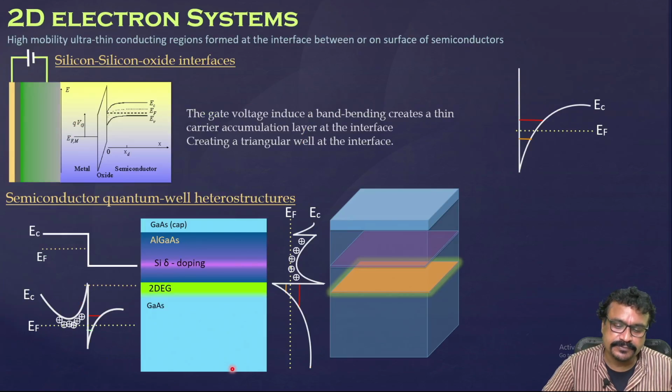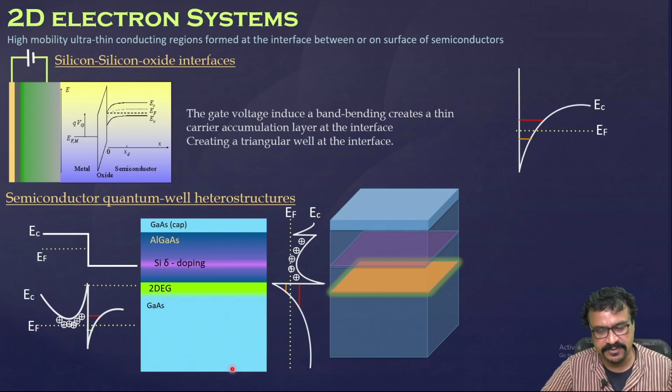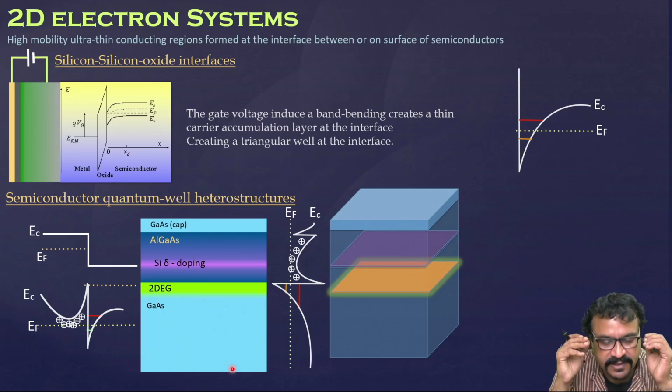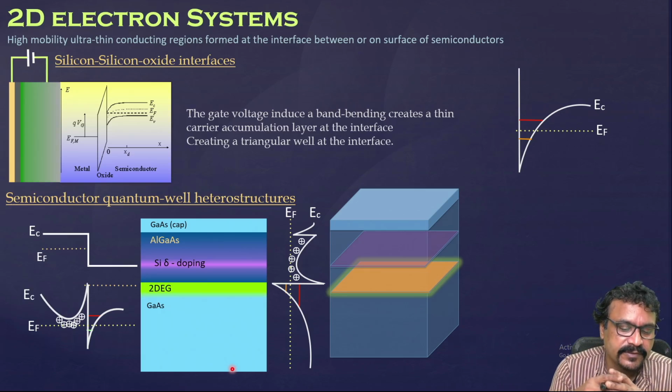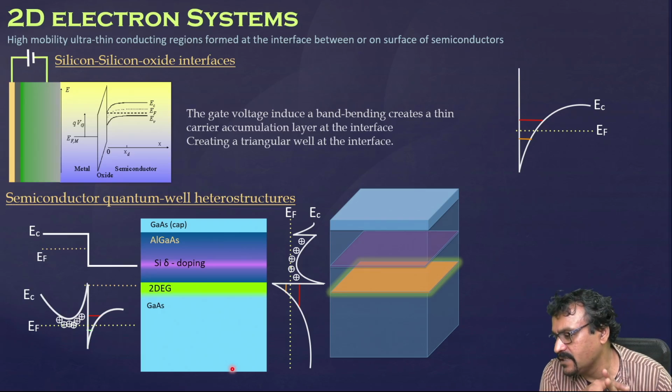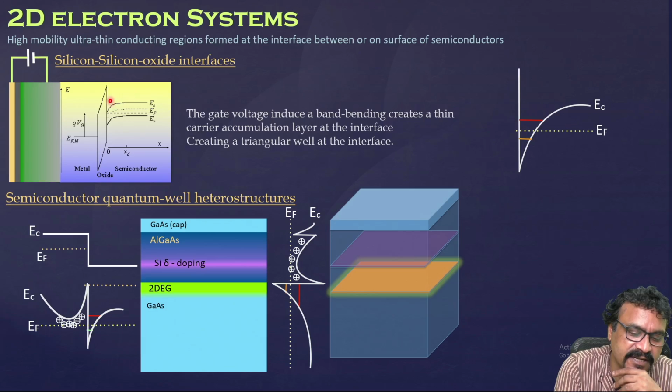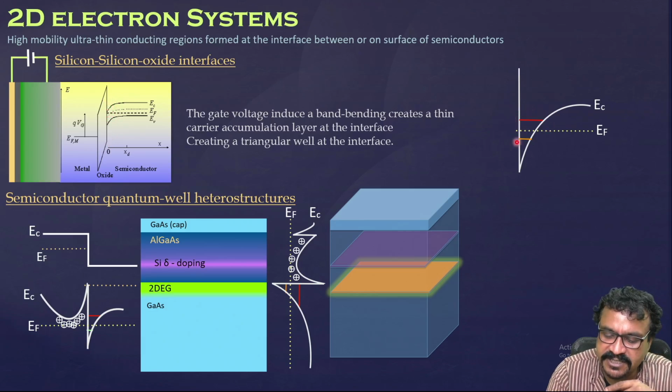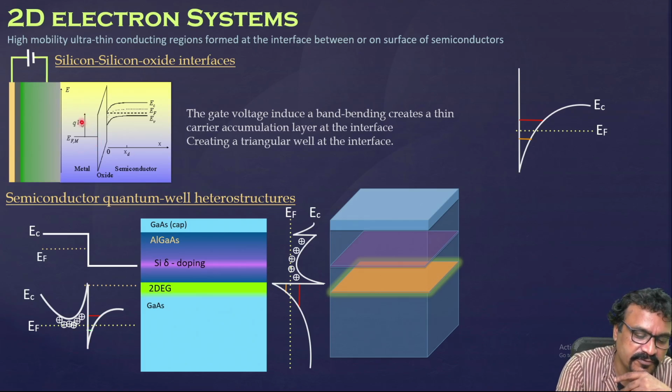Now, these devices are actually defined on two-dimensional electron systems. When we say a two-dimensional electron system, the obvious candidate which comes to our mind is the silicon-silicon dioxide interface, where you can get a thin accumulation layer at the interface by applying voltage on the gate.